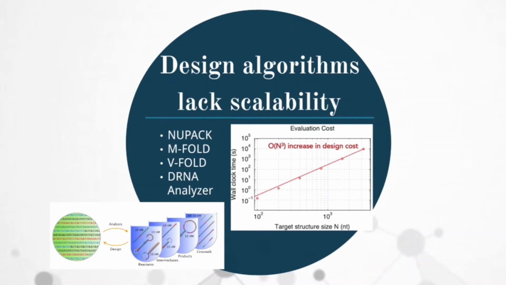However, the bottleneck in designing DNA strands of desired properties is that the current state-of-the-art dynamic programming algorithms that compute secondary structures, such as NuPack, mFold, vFold, DNA Analyzer, and many others, lack scalability. As the sequence length increases, the time taken to compute the secondary structure increases exponentially, to the order of n cubed. It is not uncommon to have sequences of a few thousand nucleotides in the DNA electronic barcode.